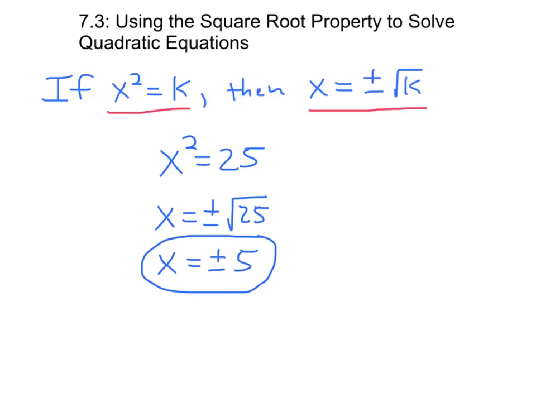And that makes sense because if you square 5, you'll get 25. But also if you square the number negative 5, since a negative times another negative is a positive, that also comes out to be 25. So both of them are valid solutions.